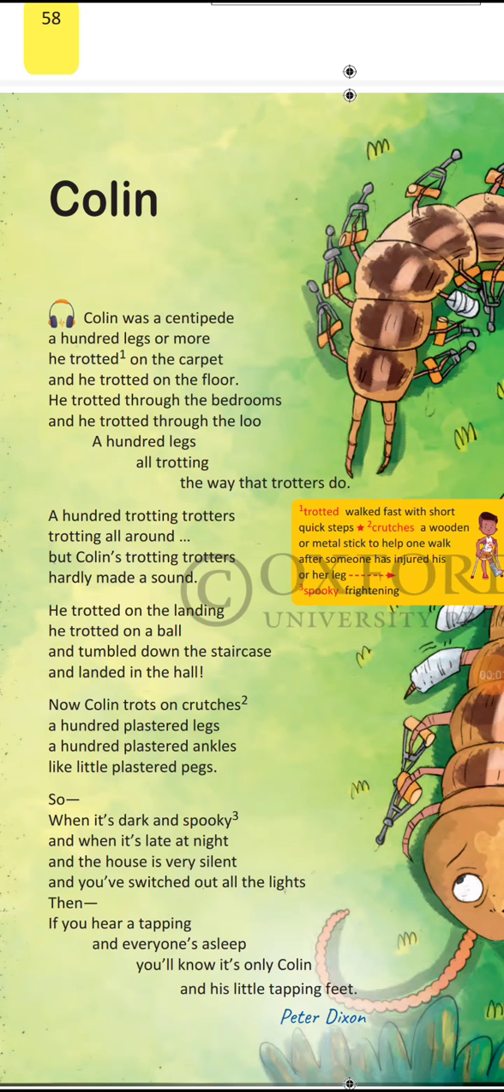Good morning, students. So, today we are going to read a poem called Colin, written by Peter Dixon. Is it clear? So, open your textbooks to page number 59. English course books, page number 59. What's the name of the poem? Colin. And who is the poet of this poem? It's Peter Dixon. Is that clear?